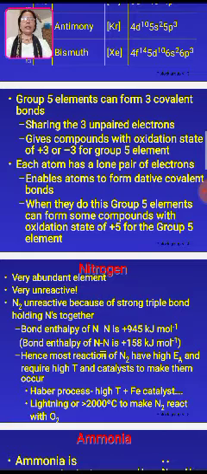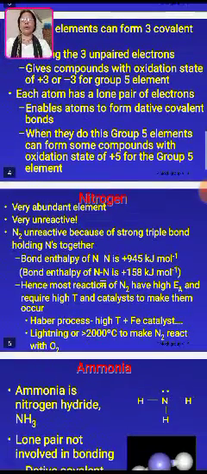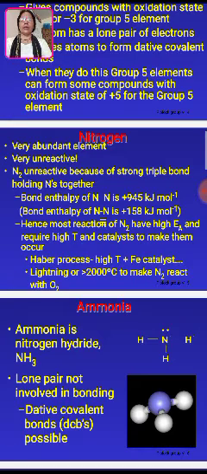In the +3 oxidation state, they donate the 3 p orbital electrons from the outermost shell for bonding, and -3 means that they accept 3 electrons into the outermost shell for bonding. Each atom has a lone pair of electrons, which enables the atom to form dative covalent bonds. When they do this, group 5 elements can form some compounds with oxidation state +5 also. This is a very special case which we can easily understand.